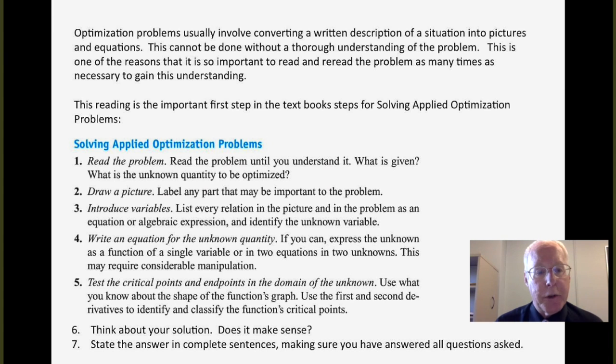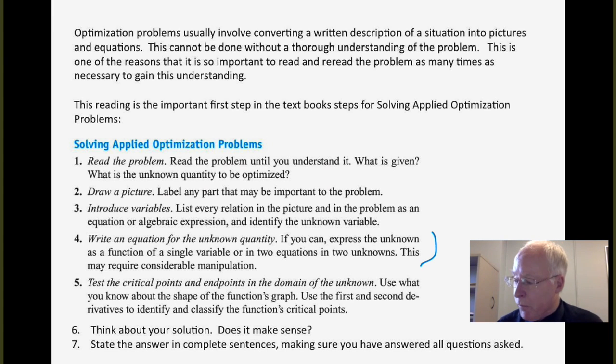Now, next you want to draw a picture. Label anything that might be important. If you're trying to find a volume, what are the dimensions you need? If you're trying to look at an angle, what might you use to represent the angle? Introduce variables. List every relation of the picture and the problem as an equation or algebraic expression, and then identify the unknown variable or variables.